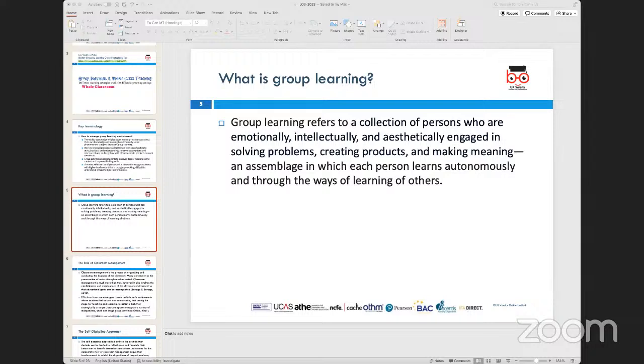When we talk about group learning, it refers to a collection of people, or children in this case, who are emotionally, intellectually, and aesthetically engaged in solving problems or creating something, and who have the same target or goal as a group to achieve at the end of the activity or the process of learning that they get into.